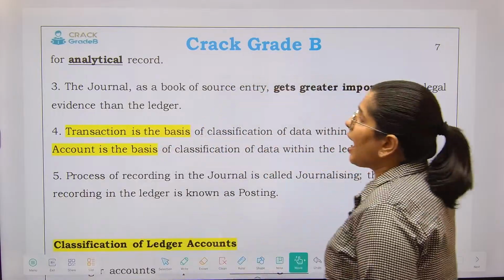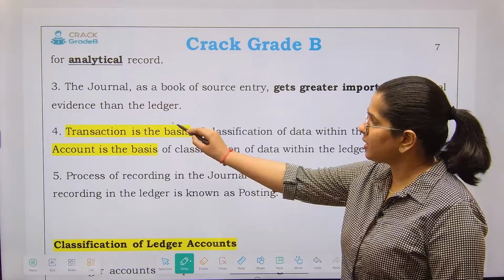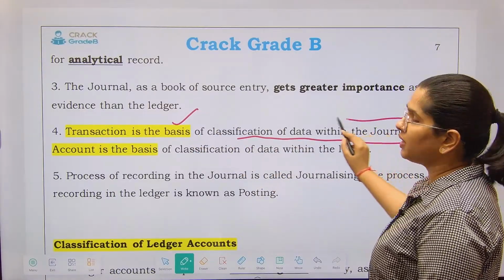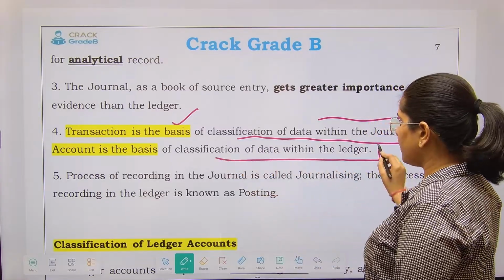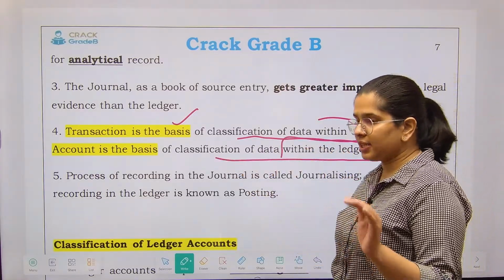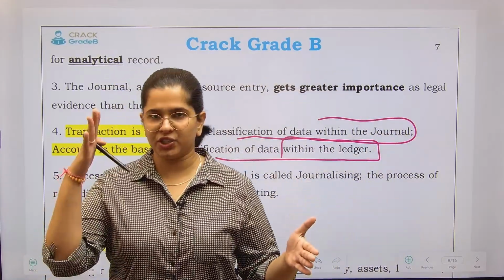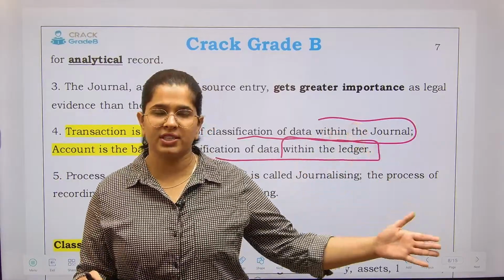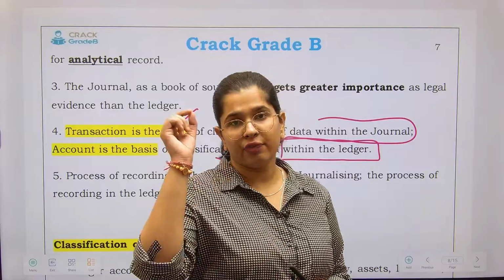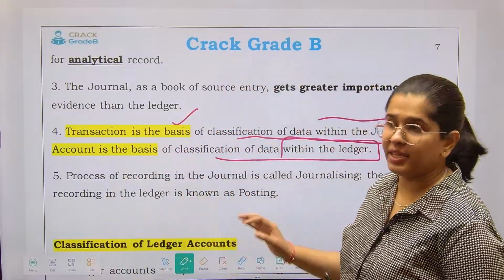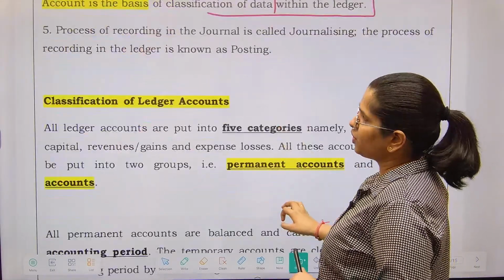The journal, as a book of source entry, gets greater importance. Transaction is the basis for classification within the journal, and account is the basis of classification within the ledger, because in the ledgers we prepare the data account wise: purchase account, cash account, salary account, wages account. Likewise we prepare statements like that. And in the journals we just pass the journal entries transaction wise. Now let us see the classification of ledger accounts.